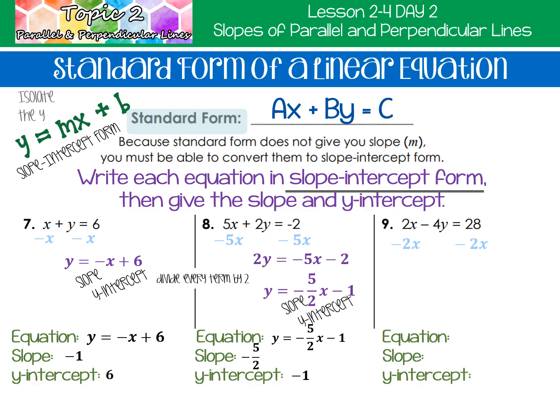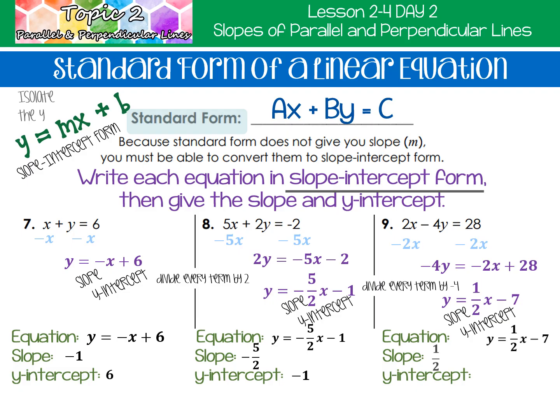Number 9, subtract 2x on both sides. Don't forget to bring down that negative. It was a minus 4y, so it needs to be negative 4y equals negative 2x plus 28. We're trying to get y alone, so we're going to have to divide every single term by negative 4. We get y equals 1/2 x minus 7. So that's our equation. Slope is 1/2, and the y-intercept is negative 7.